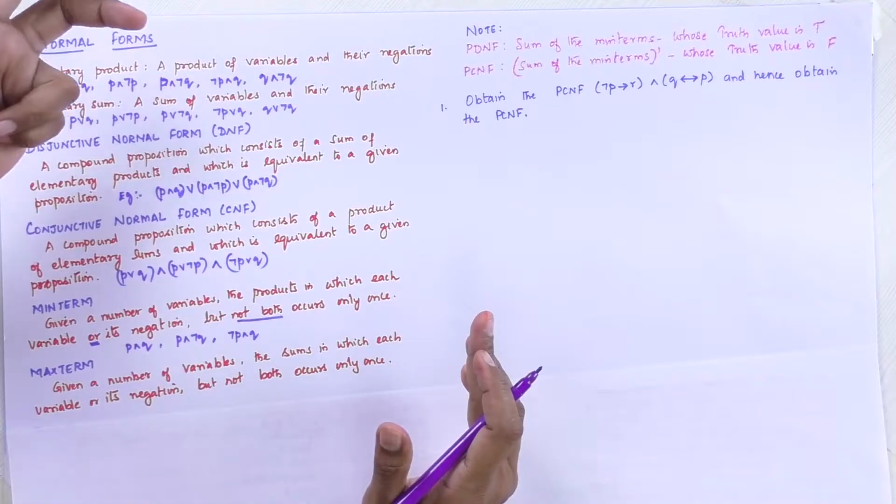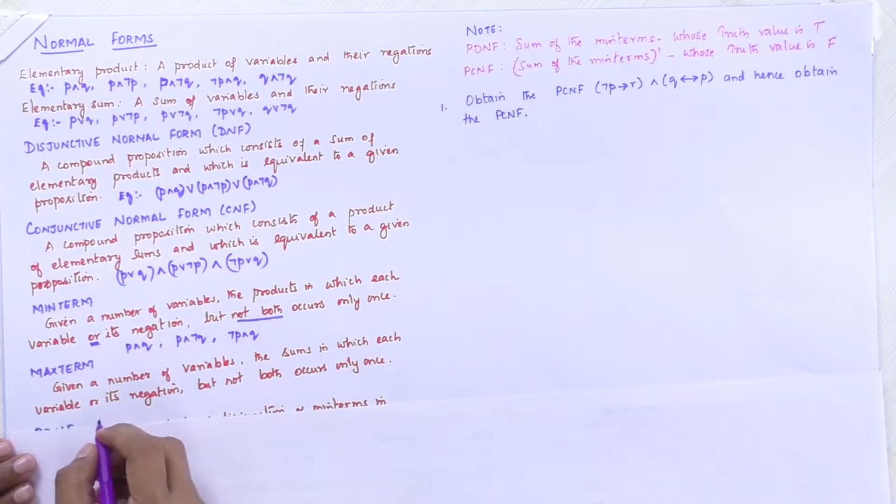Now you can tell me the difference between the elementary sum and the maxterm. In our elementary sum, we can have a variable along with its negation. But in the case of the maxterm, that is not permitted. That's the only difference between the elementary sum and the maxterm.